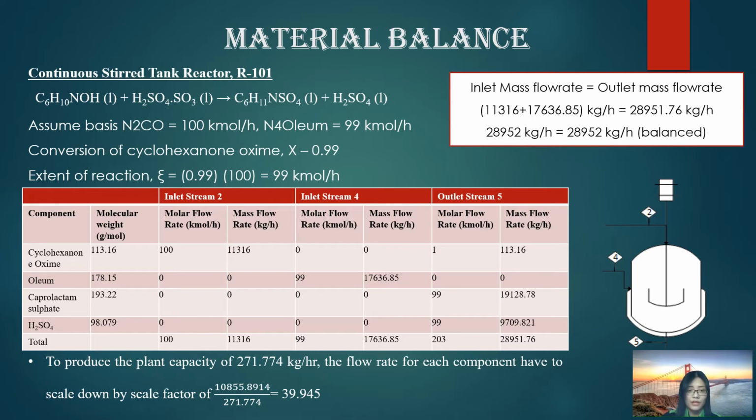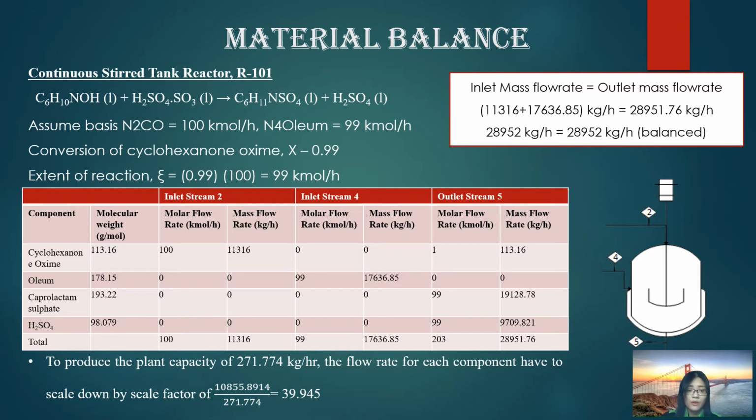Next, the extent of reaction of 99 kmol per hour is obtained by multiplying the conversion rate and the basis flow rate of cyclohexanol oxygenate. Using the equation where molar flow rate in, minus the extent of reaction, equals molar flow rate out, the mole flow rate of each component can be obtained. The mass flow is obtained by multiplying mole flow rate by its molecular weight. By using the concept that total mass flow in equals total mass flow out, our calculations are shown balanced with a total flow rate of 28,952 kg per hour for both inlet and outlet.